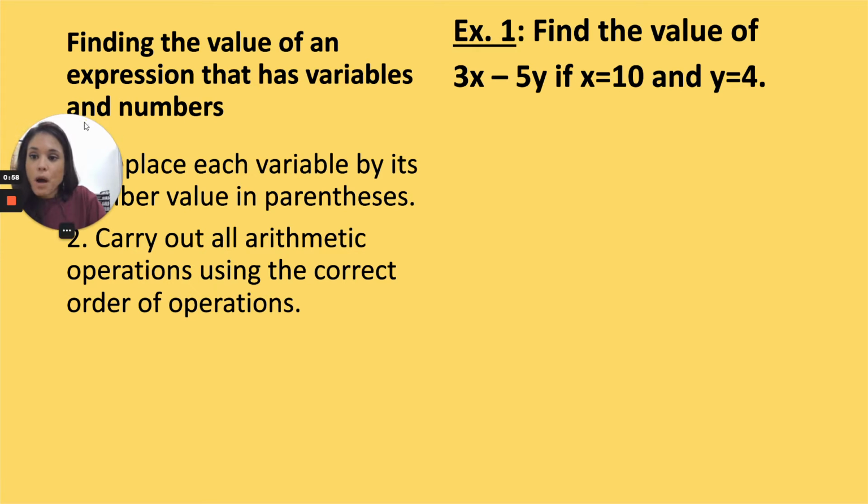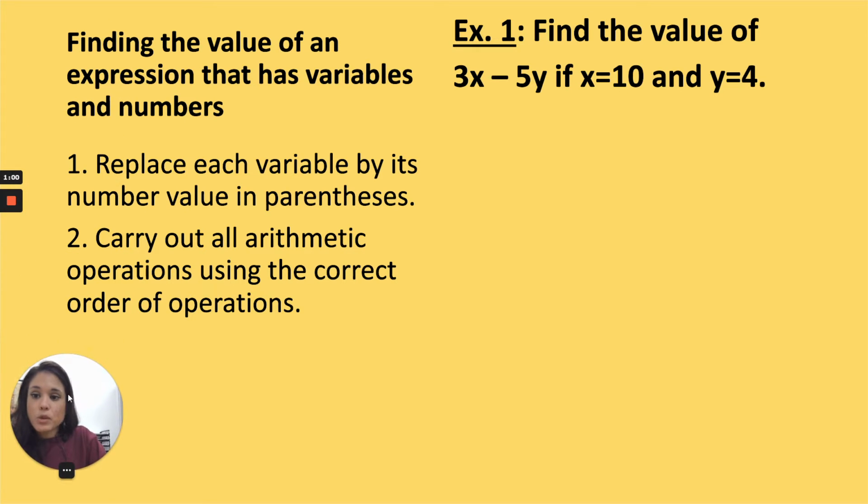Finding the value of an expression that has variables and numbers has a few rules. You first want to replace each variable by its number value in parentheses. And you want to carry out all arithmetic operations using the correct order of operations.